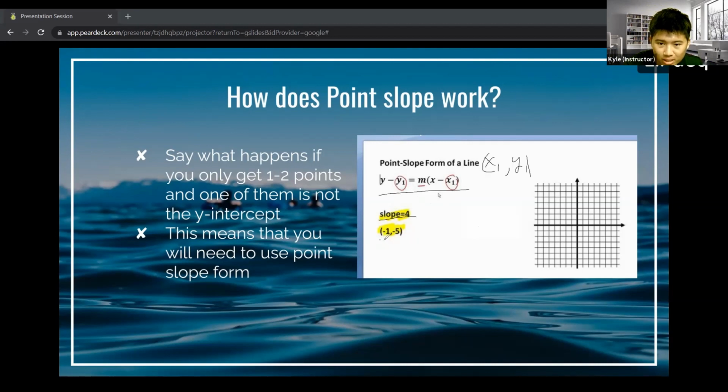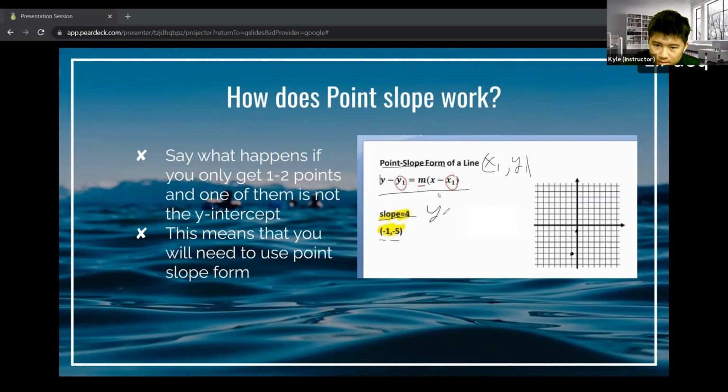We have (-1, -5) as a point. So let's first draw that. We have -1, and then -5 is 1, 2, 3, 4, 5 down here. And we have a slope of 4. I can draw this using the points, but an easier way is just using the point slope form.